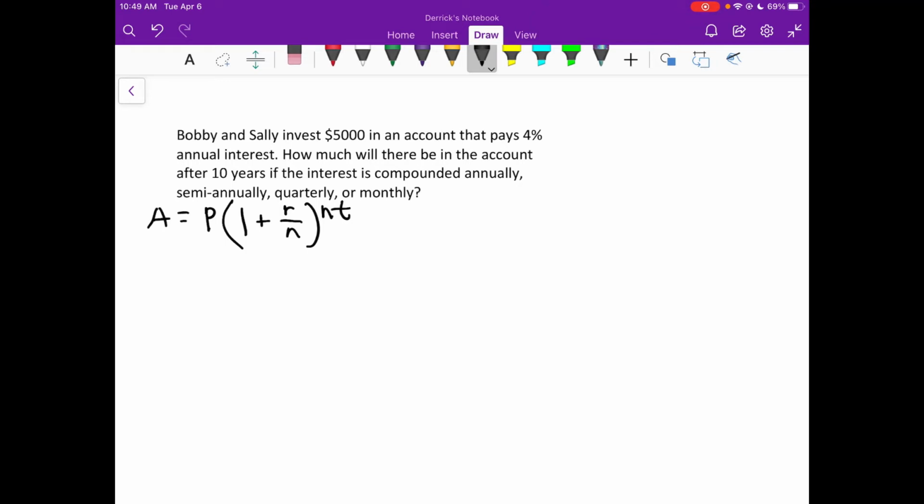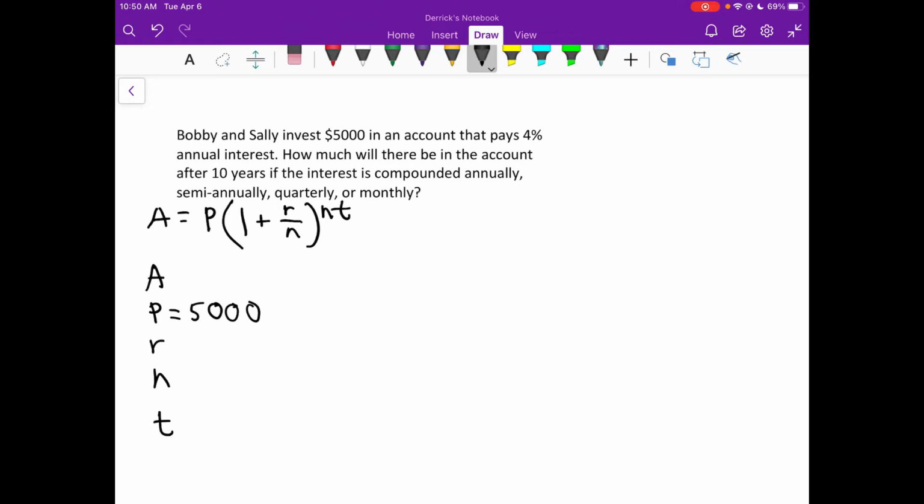That must mean that of the 5 variables A, P, R, N, and T, I must be able to find values for 4 of them in that word problem, because I can only solve for one variable at a time. It says that they invested $5,000. Doesn't say they pulled $5,000 out or that's what they had at the end. It says they're starting the account with $5,000. So that would be our principal, our initial amount. P is equal to $5,000.